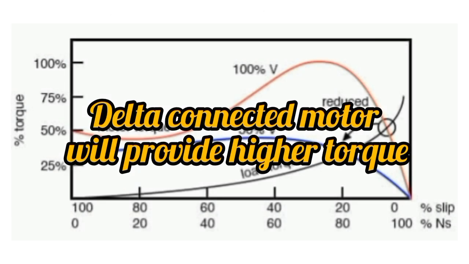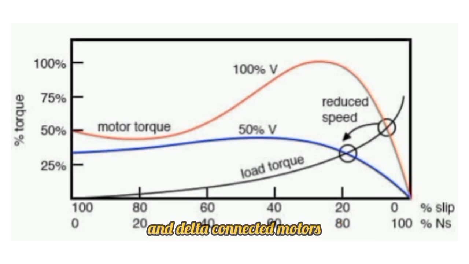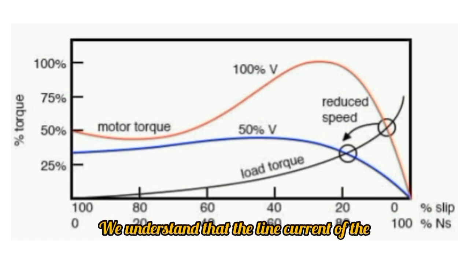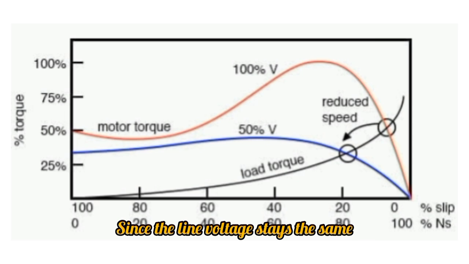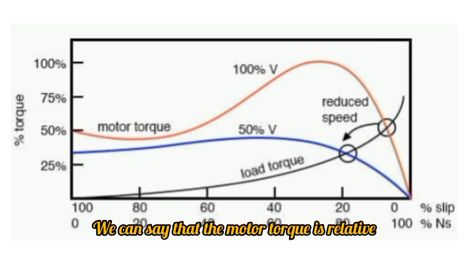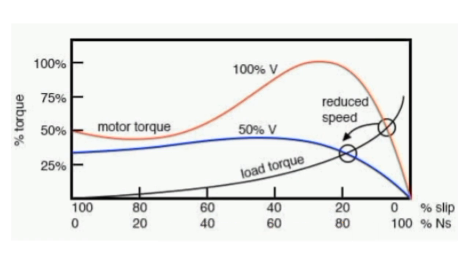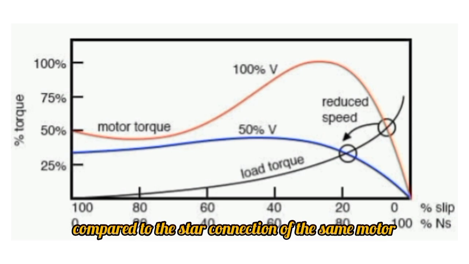Delta-connected motor will provide higher torque. The previous two questions discuss the currents of the star and delta-connected motors. We understand that the line current of the delta connection is higher than that of the star connection. Since the line voltage stays the same and while keeping the same load, we can say that the motor torque is relative to the current drawn. Higher current means higher torque, and lower current means lower torque. Delta-connected motor will draw more line current, so the torque it produces will also be higher compared to the star connection of the same motor.